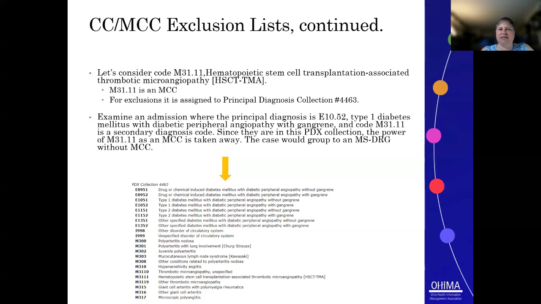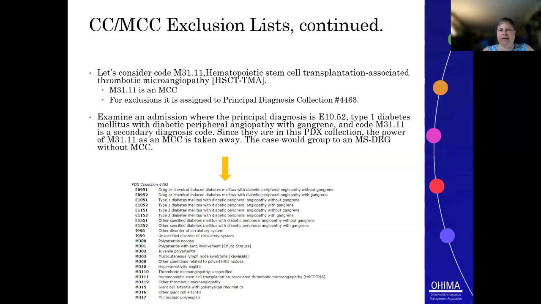And this code is an MCC. And for exclusions, it's assigned to Principal Diagnosis Collection 4463. So let's examine an admission where the principal diagnosis is type 1 diabetes mellitus with diabetic peripheral angiopathy with gangrene. So that's E10.52. And code M31.11 is a secondary diagnosis code.